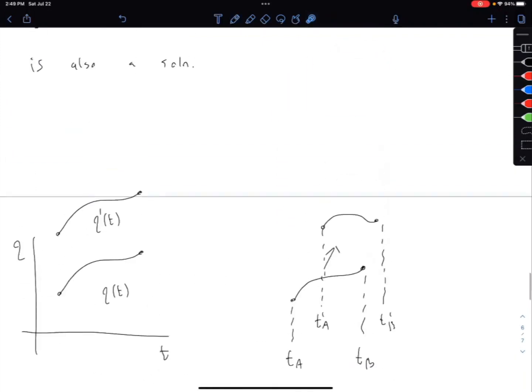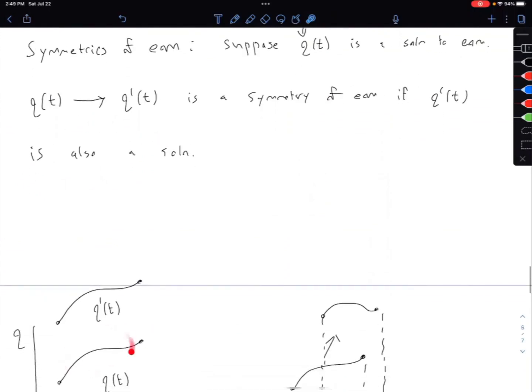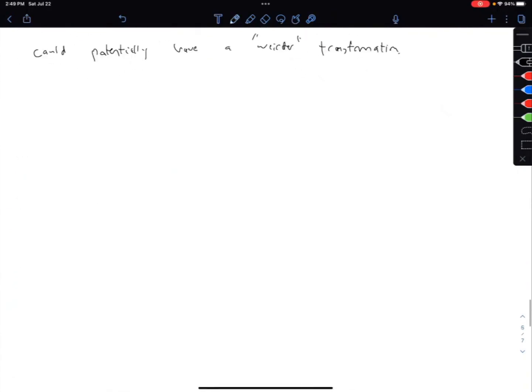So what I'm saying is that a symmetry is just something that you can do to these paths where after you do it to the path, you get another path that is also a solution, okay? So now I'm going to talk about something different but related, which is a symmetry of the action.